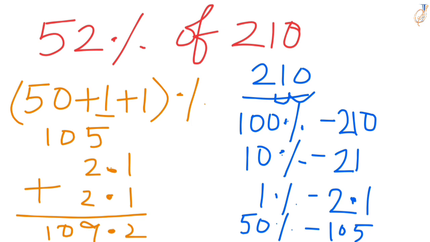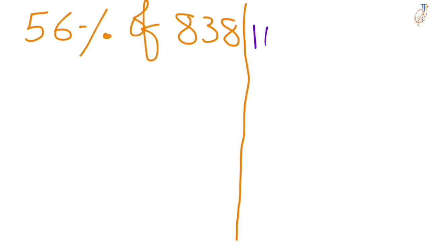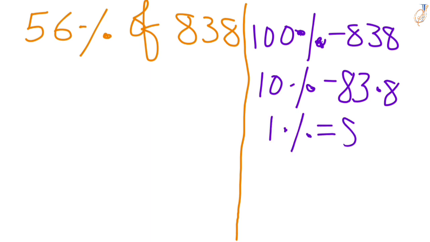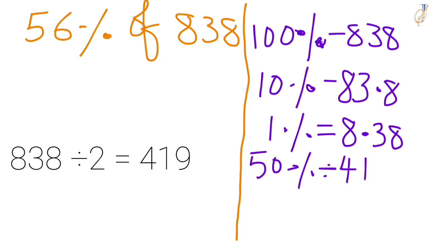I will show you another example. 56% of 838. First, what is 100% of 838? The number itself. So that is 838 only. 10% of 838 is, we have to move from the right side one digit and place a decimal point. So that is 83.8. What is 1% of 838? From the right hand side move two digits, keep a decimal point. So that is 8.38. What is 50% of 838? That is half of 838. Half of 838 is 419.